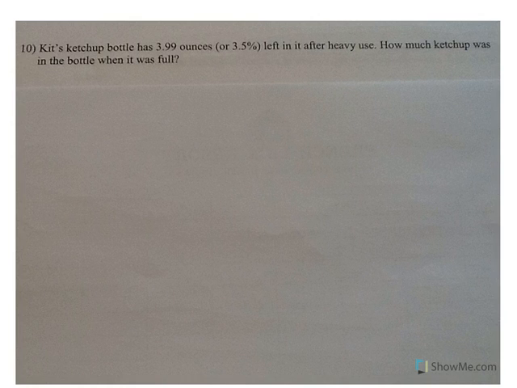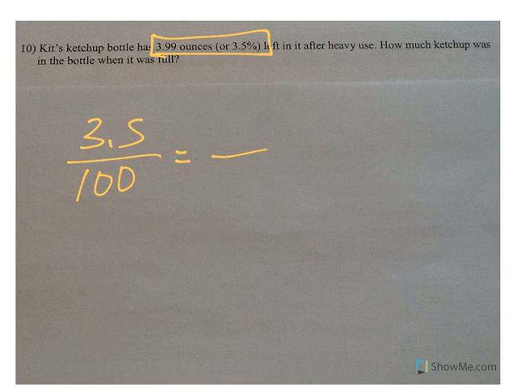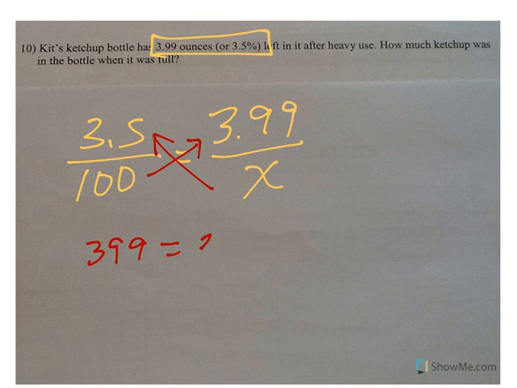Kit's ketchup bottle has 3.99 ounces or 3.5% left in after heavy use. How much ketchup was in the bottle when it was full? Okay, so now when you're looking at this problem, we have these two are equivalent. 3.99 ounces is 3.5%. Well, 3.5% goes over 100. 3.99 is referenced to 3.5, so that goes on the top. You're trying to find the total, right? The whole. How much is left? So we cross multiply. 399 equals 3.5x. Divide both sides by 3.5. And when that bottle was full, there were 114 ounces in it.